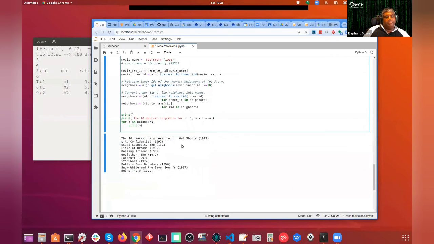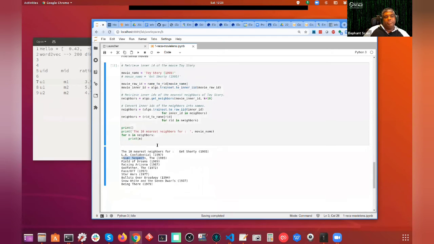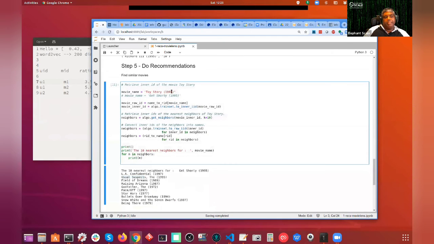And the algorithm comes back and says, these are the movies we're recommending: Get Shorty, Usual Suspects, and so on. You can change the movie name. Let's say you say, I like something monsters, some movie, and the algorithm will go and basically just do a lookup. It's looking at the nearest neighbors to say which movies you will like.